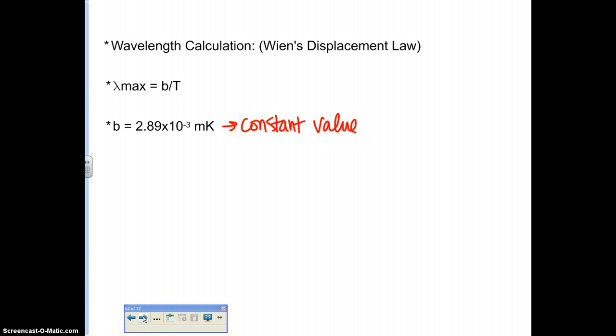Wavelength calculation. From this, you're going to use your wavelength max equals B over T, T meaning your temperature. B is your constant here, measured in meter kelvins: 2.89 times 10 to the negative third.